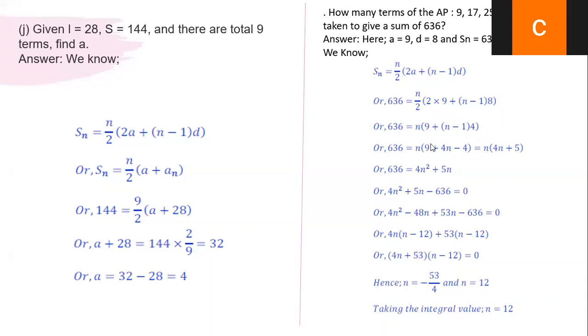Then this 9 minus 4 is 4n plus 5. Then we are getting 4n into 10 is 4n square plus 5n equals 636. Yes, Saranjani. Can you please explain the second step again, ma'am?